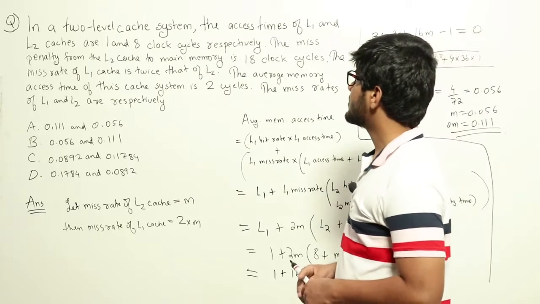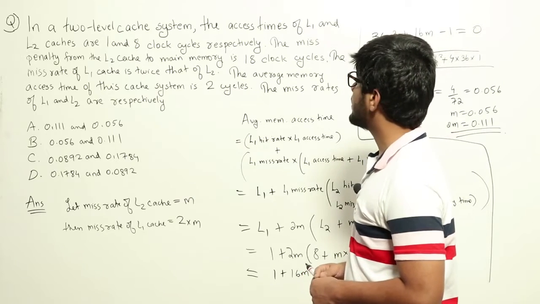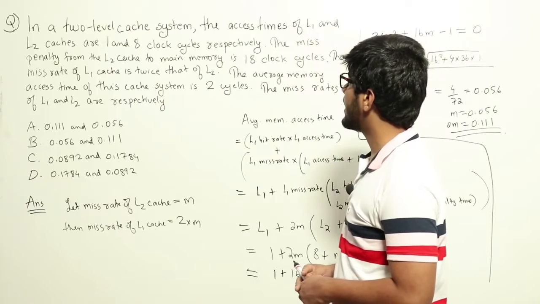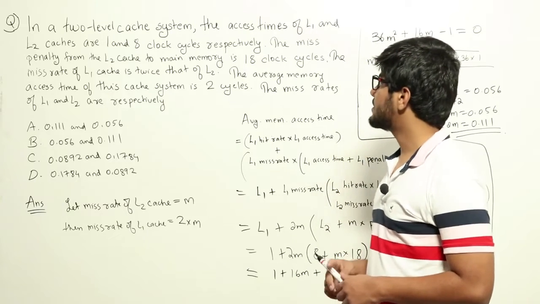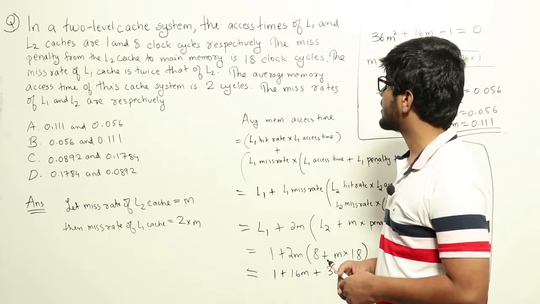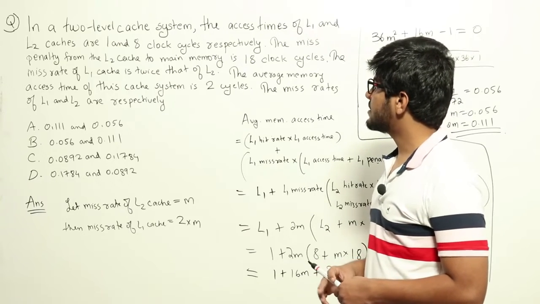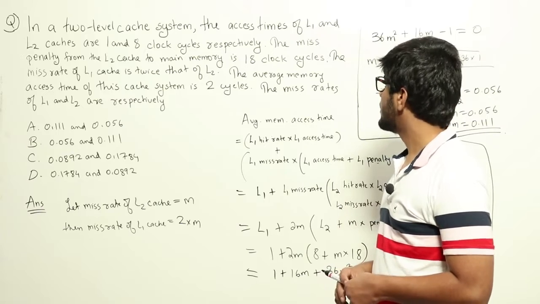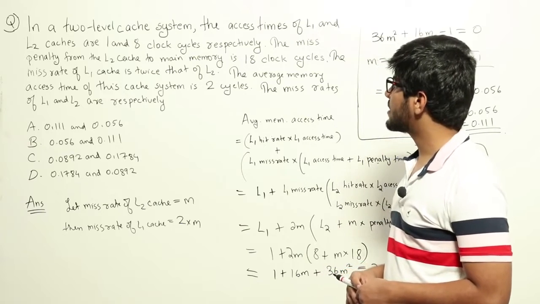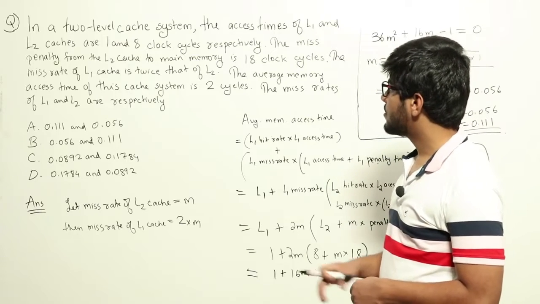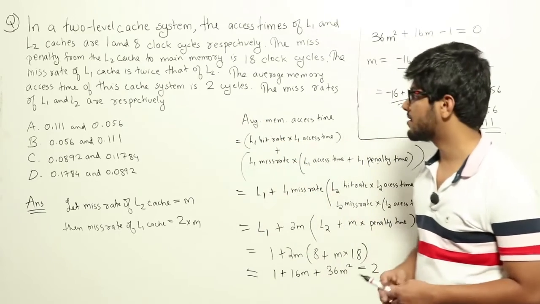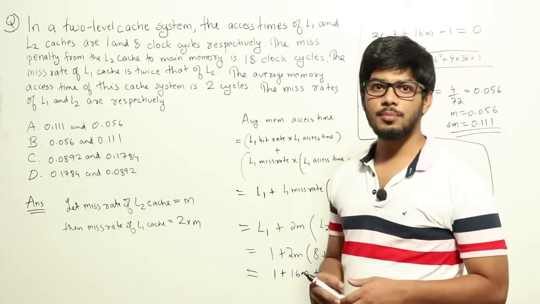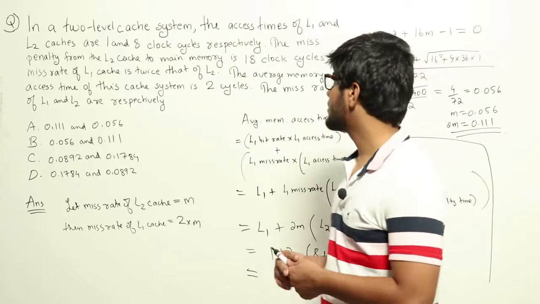In a two-level cache system, the access times of L1 and L2 caches are 1 and 8 clock cycles respectively. The miss penalty from L2 cache to main memory is 18 clock cycles. The miss rate of L1 cache is twice that of L2. The average memory access time of this cache system is 2 cycles. The miss rates of L1 and L2 are respectively, and we have been given 4 options here. So this is a question from computer organization regarding caches.